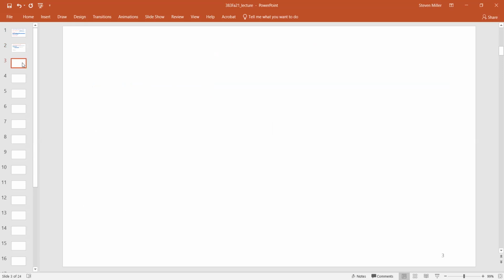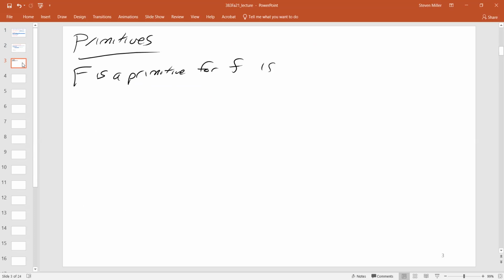Okay. So what I want to start off with is primitives. Can someone tell me what a primitive is in complex analysis? It's an antiderivative. And yet again, you will be left with the question, why are we introducing new terminology? That's above my pay grade. So big F is a primitive for little f if big F prime equals little f.